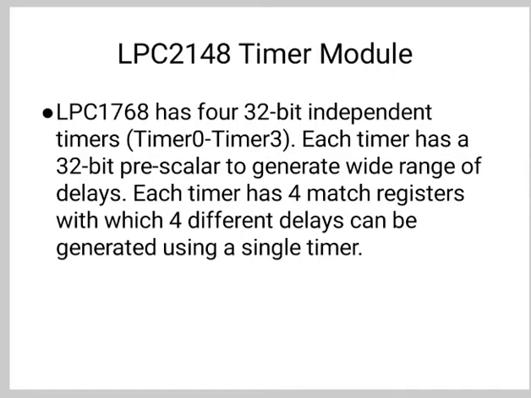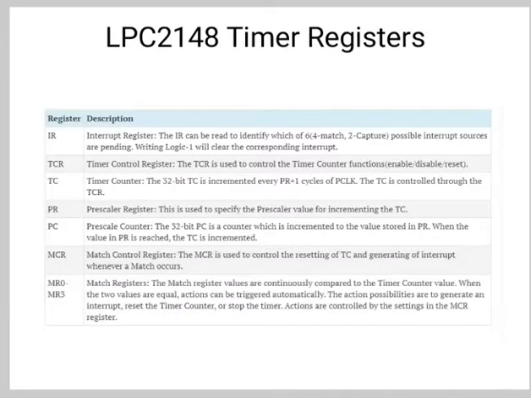Now, the LPC2148 timer module. It has 32-bit independent timers, that is timer 0 to timer 3. Each timer has a 32-bit prescaler to generate a wide range of delays. Each timer has 4 match registers with which 4 different delays can be generated using a single timer. Now, the table shows the registers associated with the LPC2148 timer module. Here we will concentrate only on the timer module.